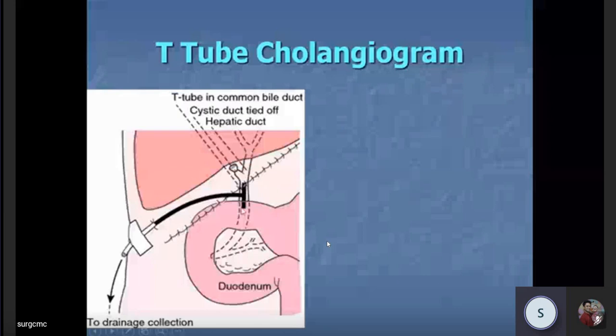And then stitch the rest of the common bile duct. So whatever bile comes from the right and the left duct, it will come via the T-tube, come out. That is known as a T-tube. So look at this picture, this is the T-tube going in.